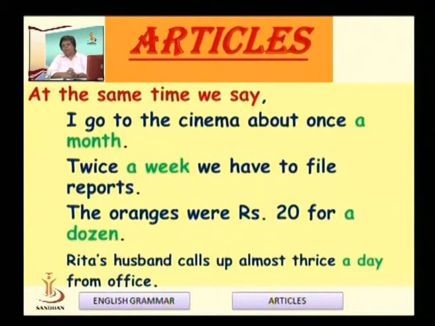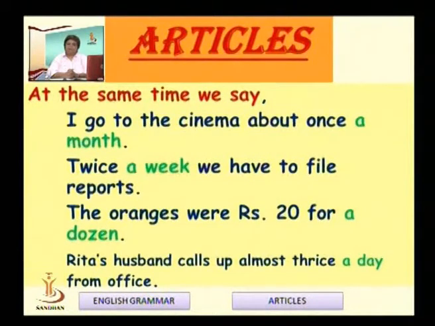At the same time we say I go to the cinema about once a month. Now this is important. I go to the cinema about once a month. Are we specifying the name of the month? Am I saying September, November, February? No, I am not. So, any month of the 12 months available to us, in any given month, we go to watch films at least twice. So, this is what it is. I go to the cinema about once a month.